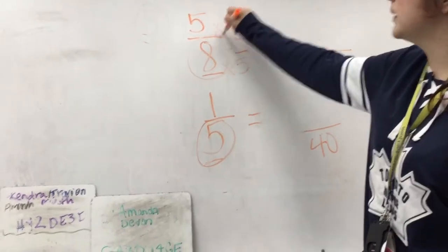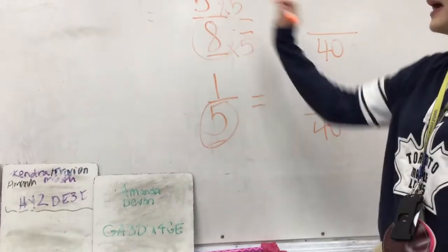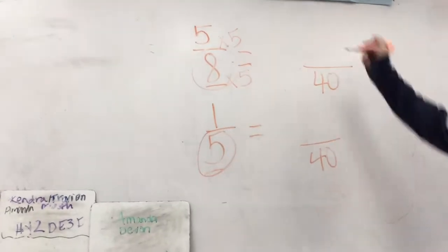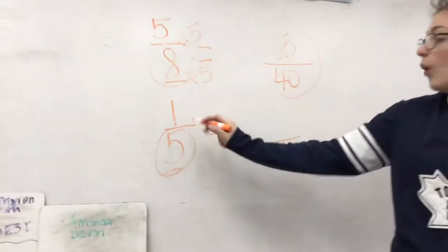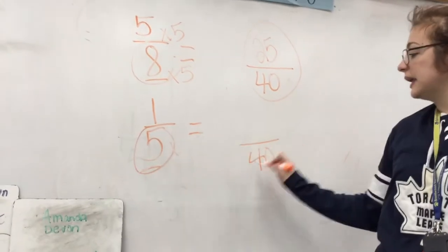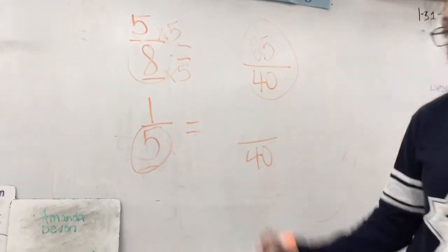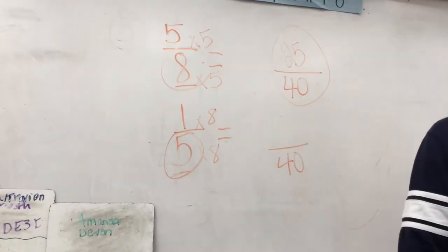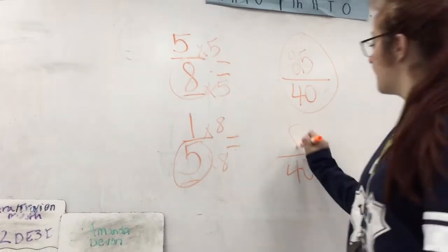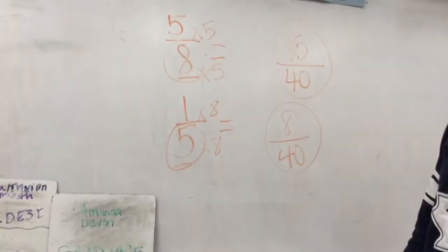So we multiply our numerator by the same thing. What is 5 times 5? 25. Boom, there's one answer. 1/5: 5 times what equals 40? 8. So we multiply our numerator by that 8. What is 1 times 8? 8. Boom, there's our second answer.